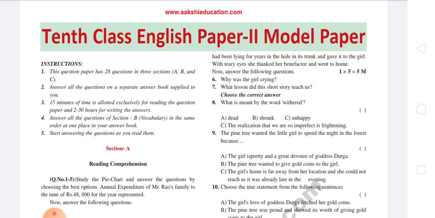Next, 15 minutes out of the time allotted is exclusively for reading the question paper, and 2 hours 30 minutes for writing the answers. I think you know that. Answer all the questions of section B, vocabulary, in the same order at one place in your answer book. Start answering the questions as you read them. I don't want to waste our time, as we already discussed that in a previous video.